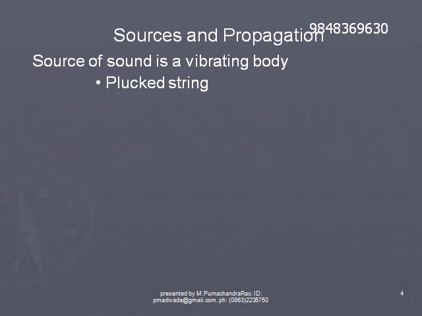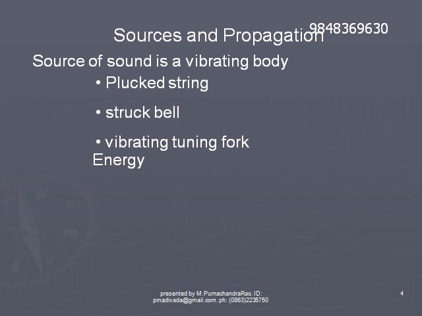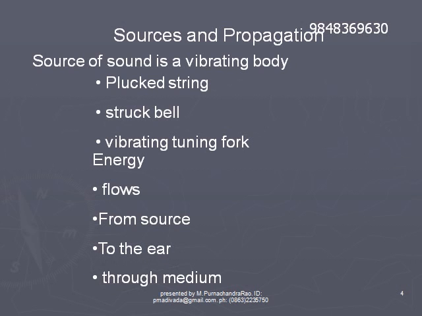Sources of sound and the energy propagation. The source of sound is a vibrating body. The vibrating body produces sound. For example, a plucked string, a struck bell, a vibrating tuning fork, etc. are the examples. Then the energy flows from the source to the ear through the medium. The medium may be air or some other medium. It passes through solids, liquids as well as gases, so they are called the medium.